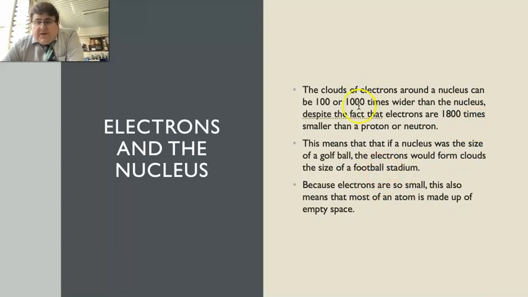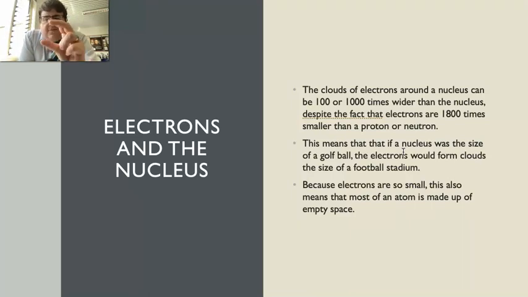But talking about this size, the cloud of electrons is 100 to 1,000 times wider than the nucleus. That means that if the nucleus of an atom was the size of a golf ball, so if we got a golf ball and we said this is the nucleus of an atom, that means the electrons that form the cloud around that nucleus are going to be roughly the size of a football stadium.